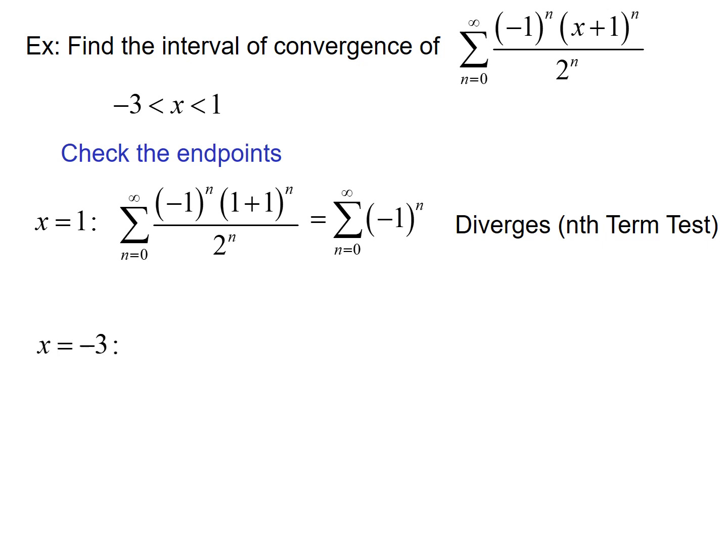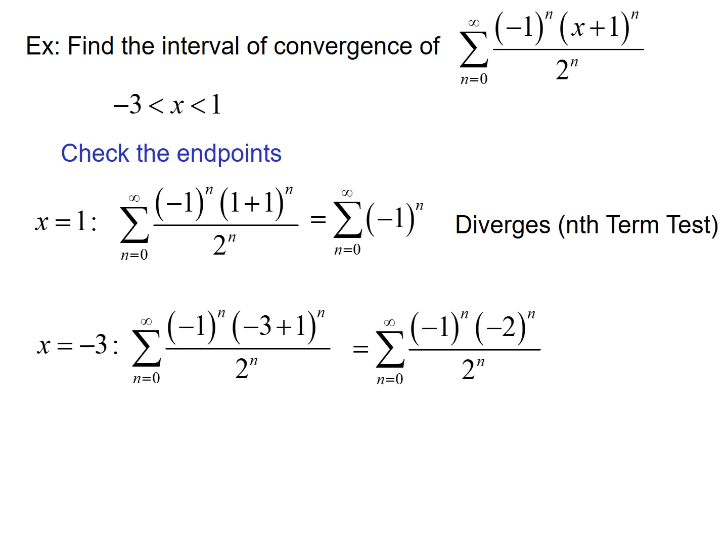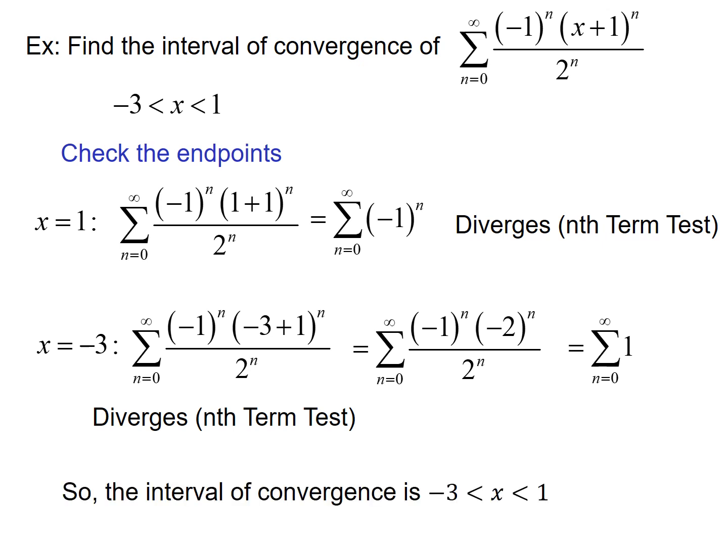Check x equals -3. So that gives us -2 to the power of n. Well, you can split that -2 to the n to -1 to the n times 2 to the n. So 2 to the n over 2 to the n cancels, and -1 to the n times -1 to the n is just 1, and this is the sum of 1, which again diverges by the nth term test, so neither of these endpoints are included. The interval of convergence goes from -3 to 1, not including either endpoint.